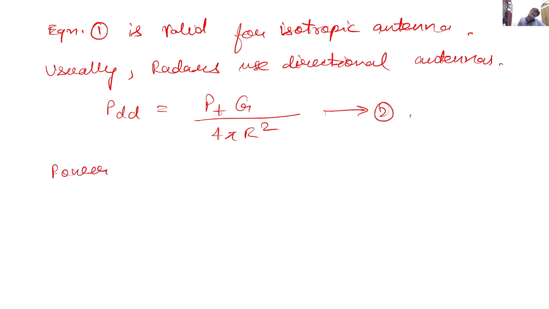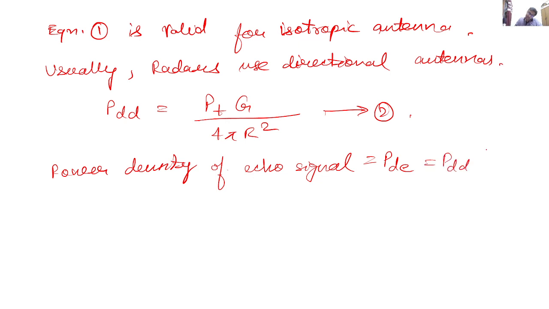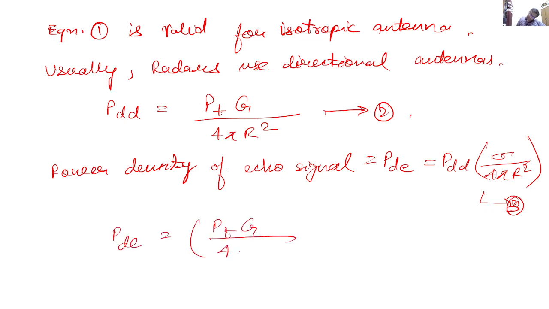Now the power density of the echo signal is, let us suppose, PDE equal to PDD times sigma by 4 pi r square. Okay. So PDE, just multiply it: PT G by 4 pi r square times sigma by 4 pi r square.